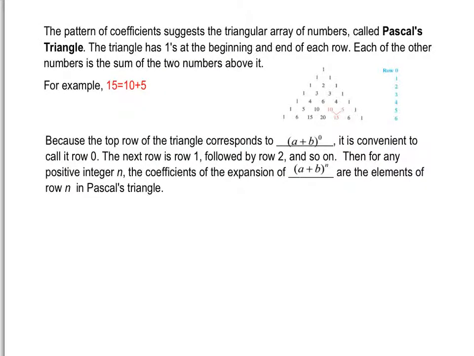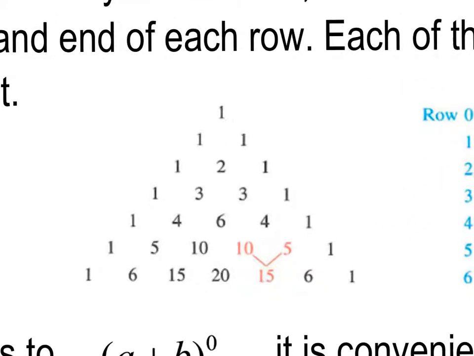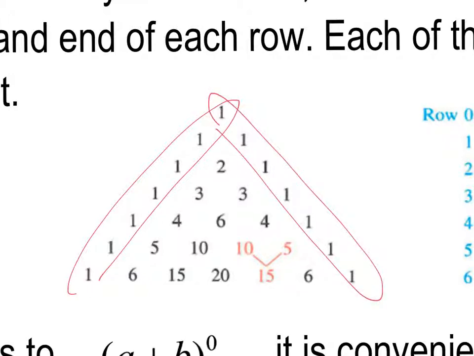So let's learn a little bit more about how the triangle is generated. It says the pattern of coefficients suggests the triangular array of numbers called Pascal's triangle. The triangle has ones at the beginning of each row, and each of the other numbers is the sum of the two numbers above it. So that's kind of the important thing here. So if I zoom in, we can see that all of the edges are ones. And then to get the 2, what I did was sum the two numbers above it.